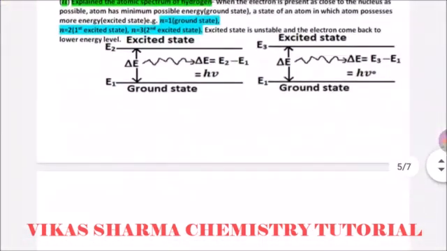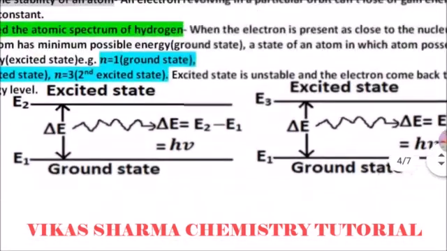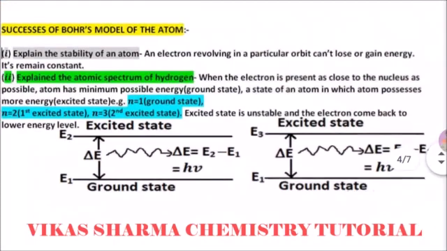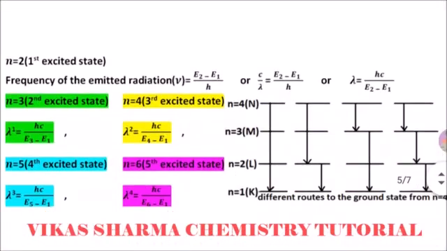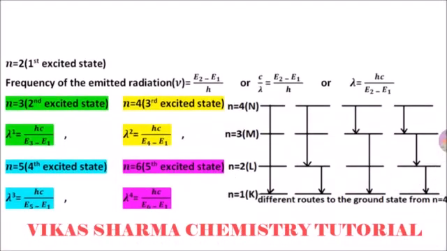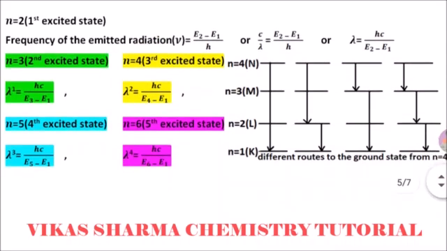So student, the excited state and ground state are different energy levels, and electrons lose energy when they come from a higher to a lower level, and after absorbing energy they go from a lower to a higher level. This process is repeated by the electrons.